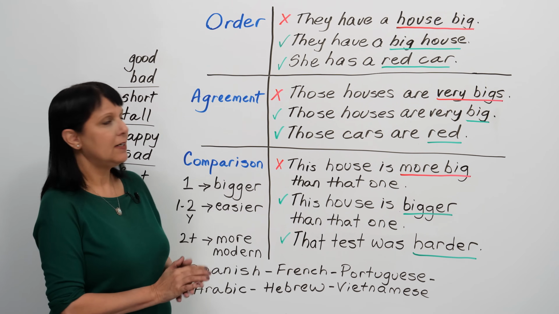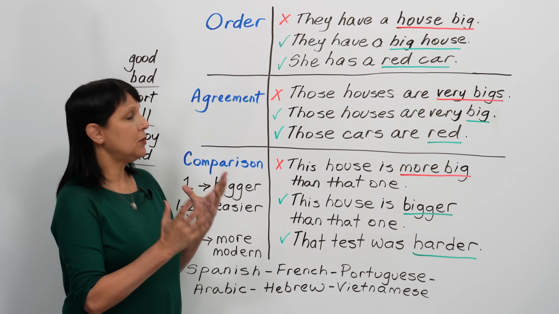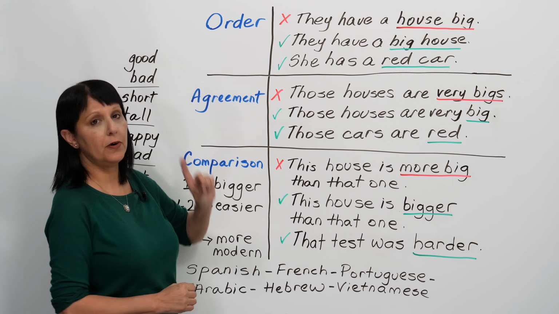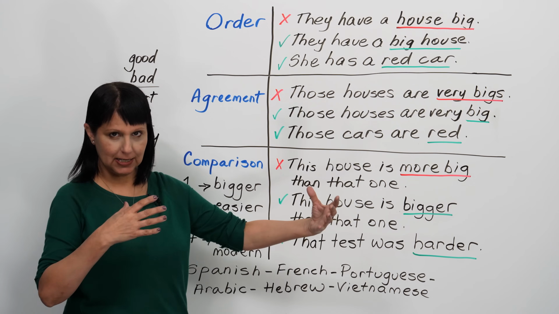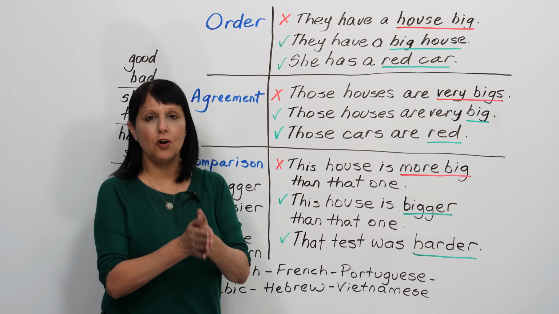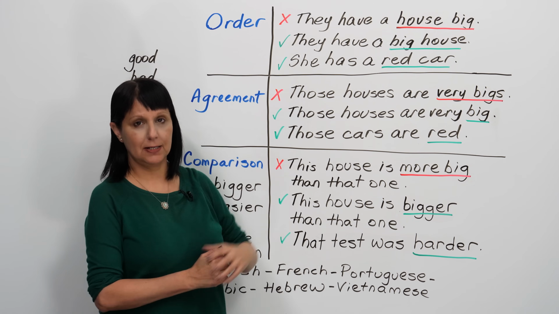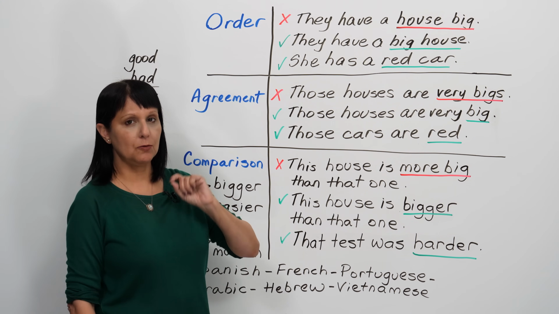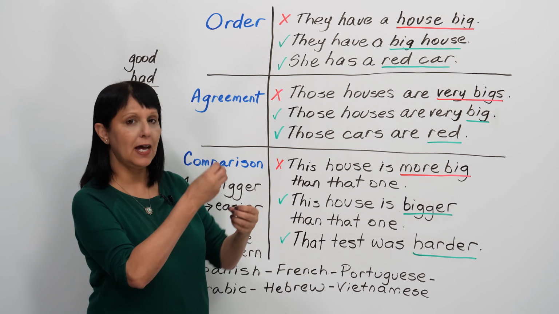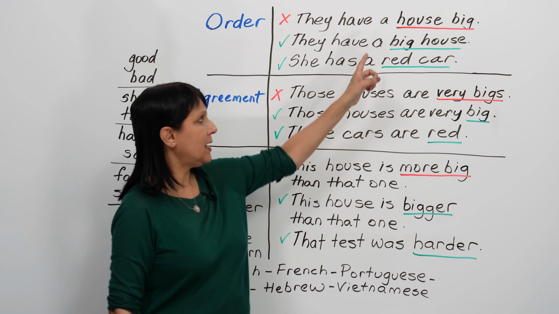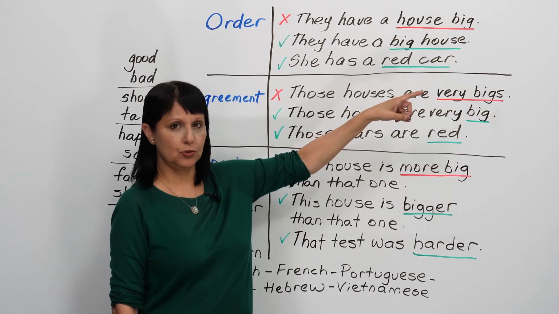Here we go. So the first mistake that sometimes happens when we're using adjectives is in the order. Okay? The order of the adjective in the sentence. For example, this is the common mistake that is made. They have a house big. So what was wrong here? The order, the placement of the adjective. So in English, we never say they have a house big. We say they have a big house.